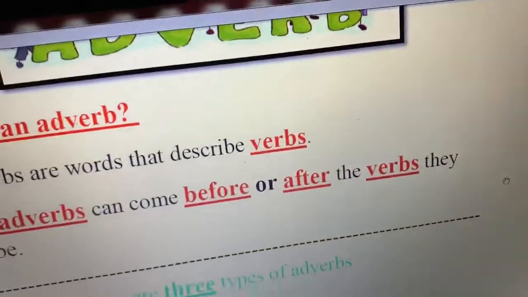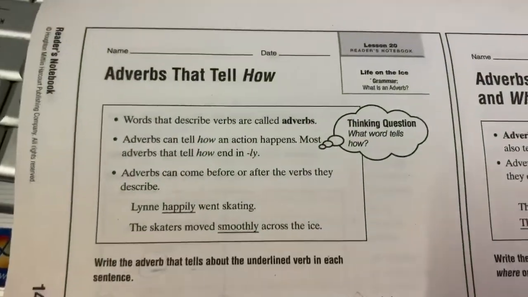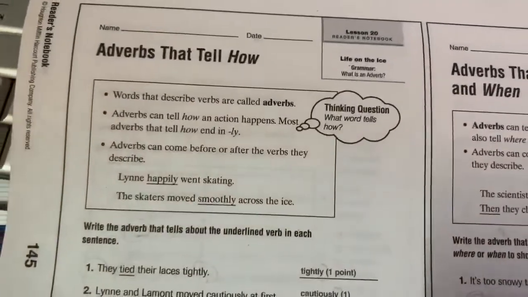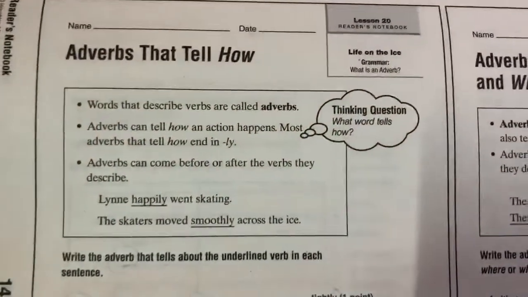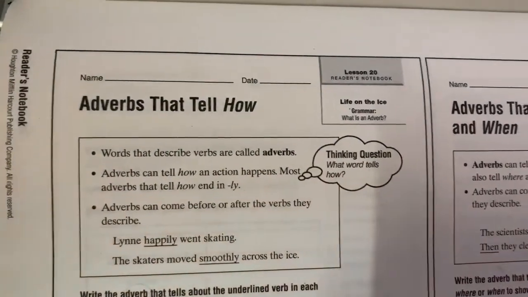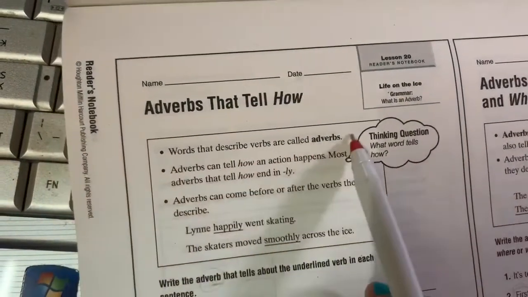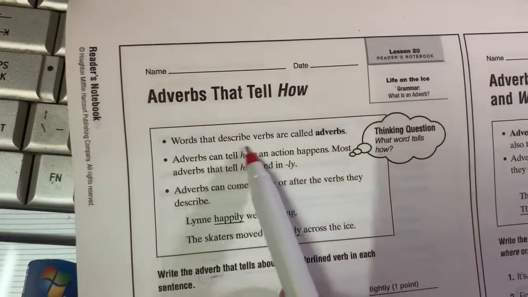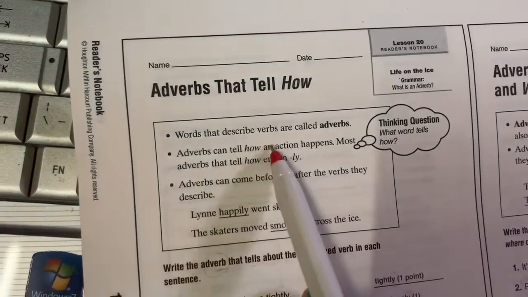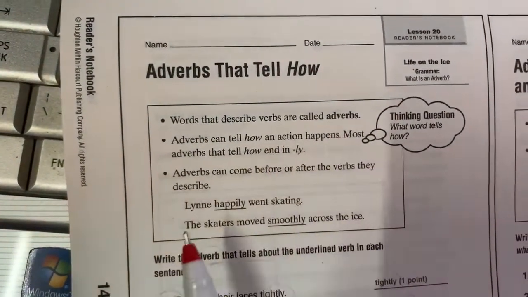Open your English reader's notebook on page 58. Look at the first part, the first in the box here: adverbs that tell how. What does it mean, adverbs? Adverbs are words that describe verbs. How about adjectives? Words that describe nouns, we call them adjectives.